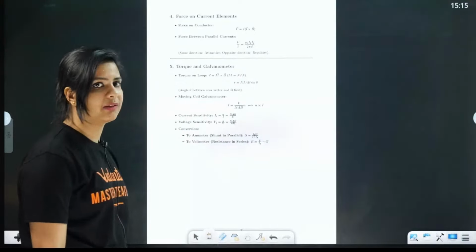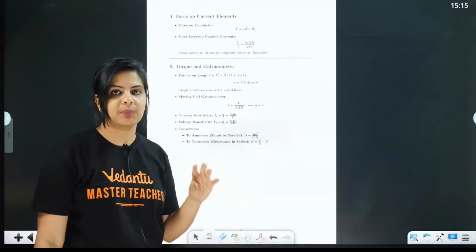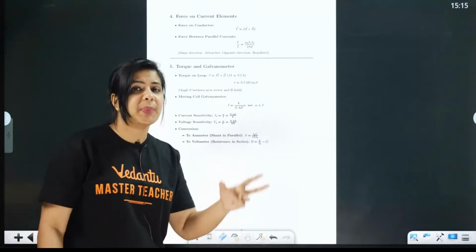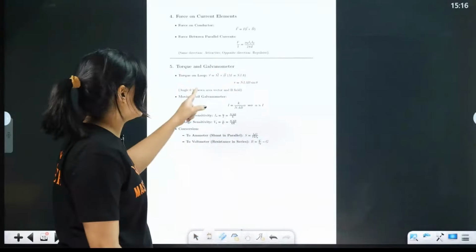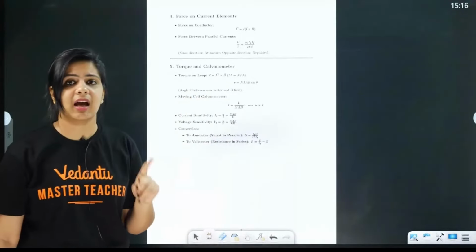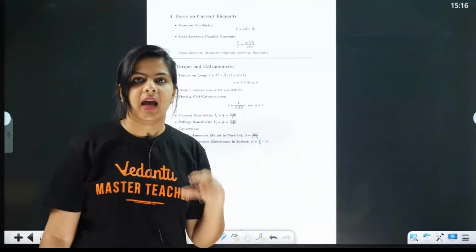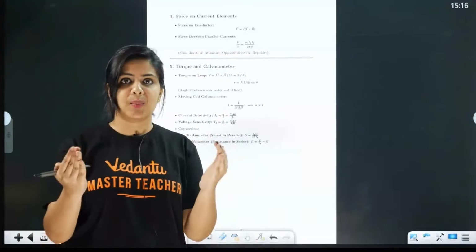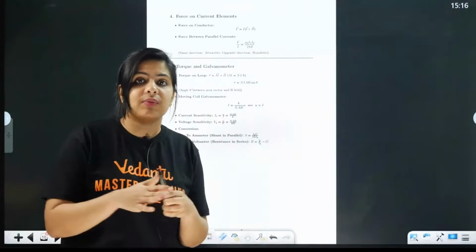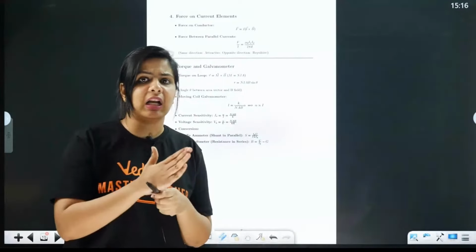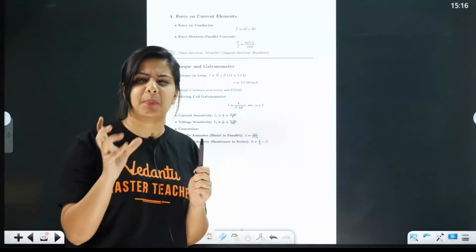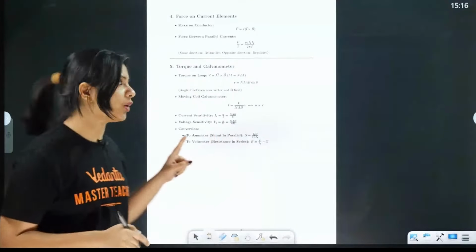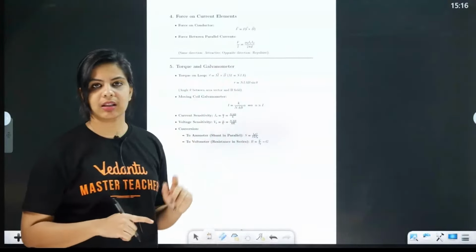Next one, the torque and galvanometer. If you are keeping a rectangular coil, or let's say a coil, in between a strong magnet, then the torque is nothing but m cross B, or NIAB sin theta. And whenever we are talking about the moving coil galvanometer, we use the cylindrical magnet, which makes the magnetic moment and magnetic field always perpendicular. That is why we have given that field. Okay? So the maximum torque is NIAB.